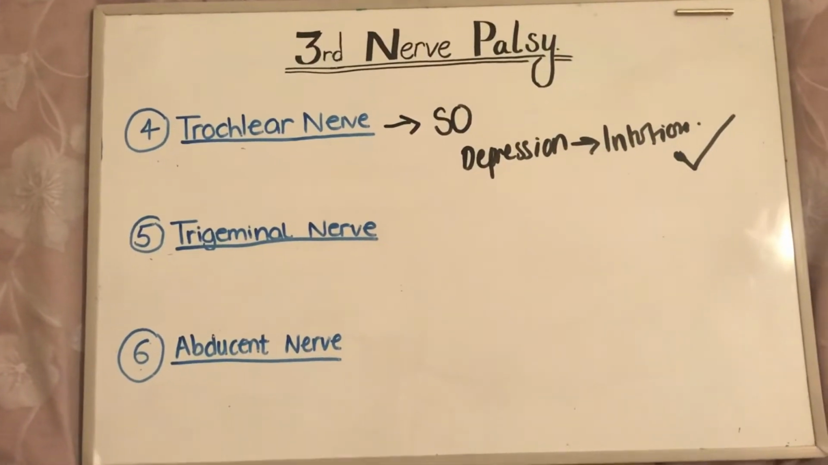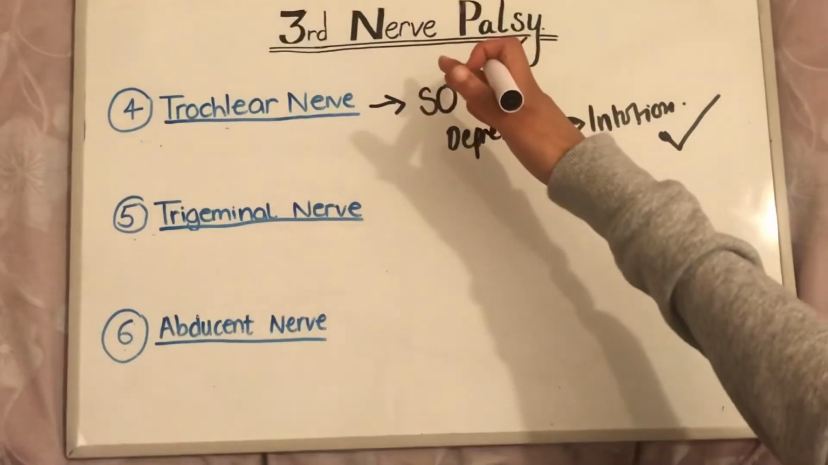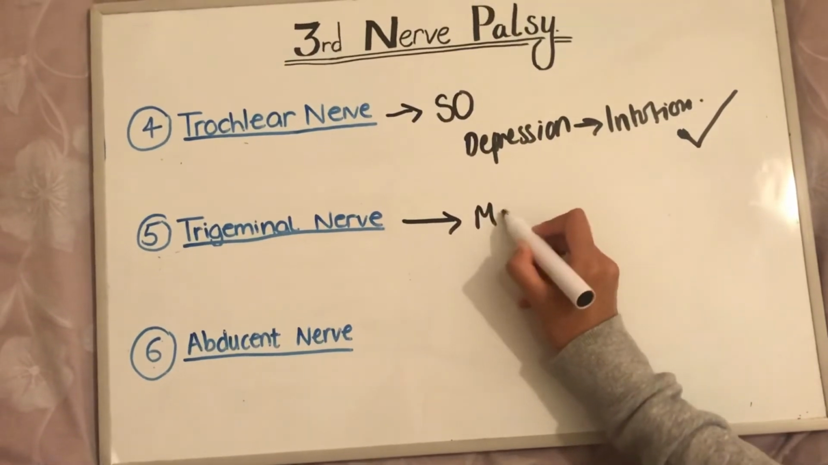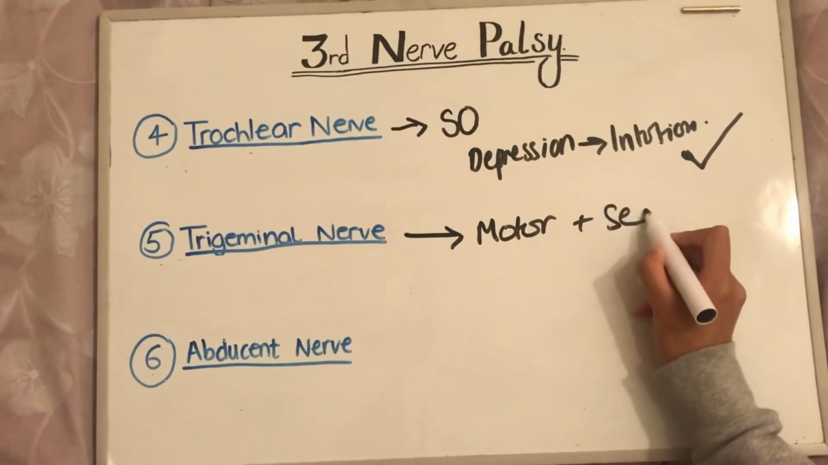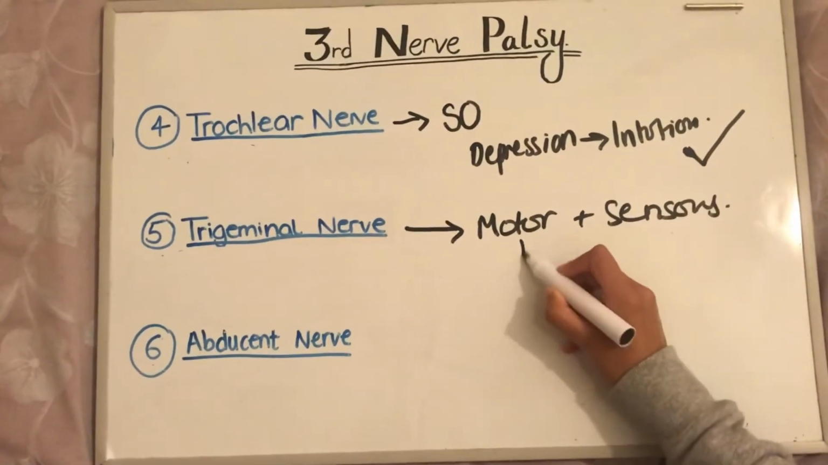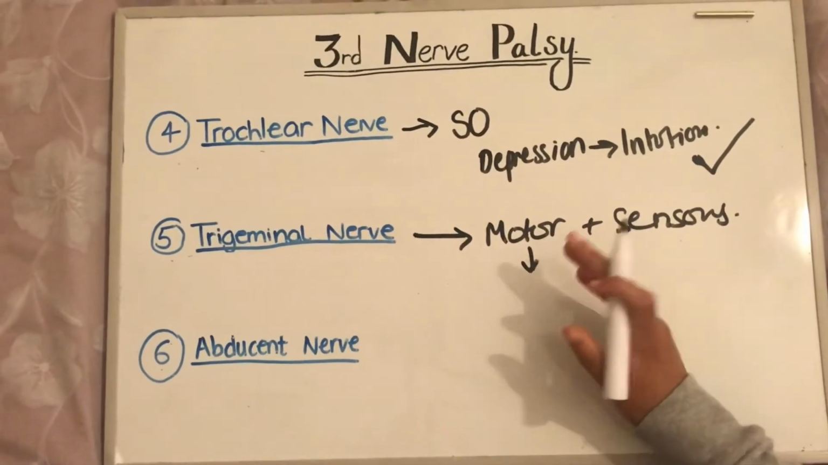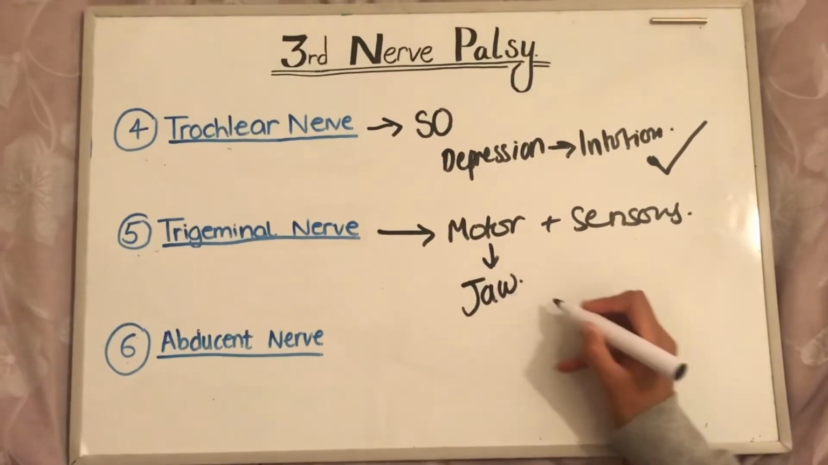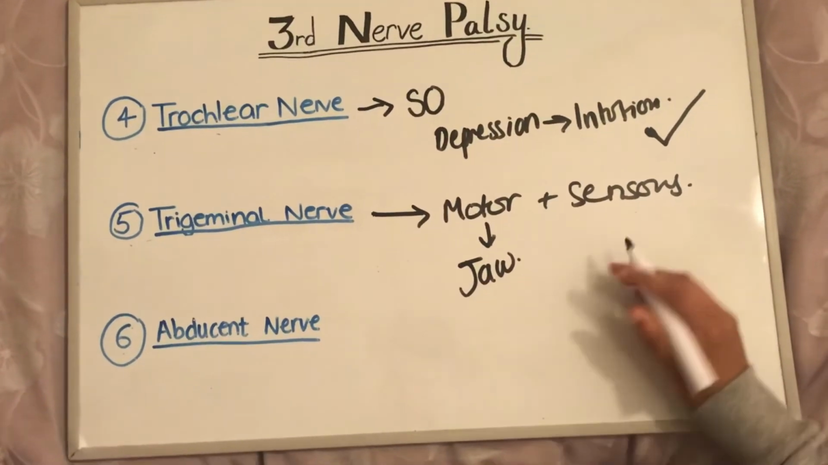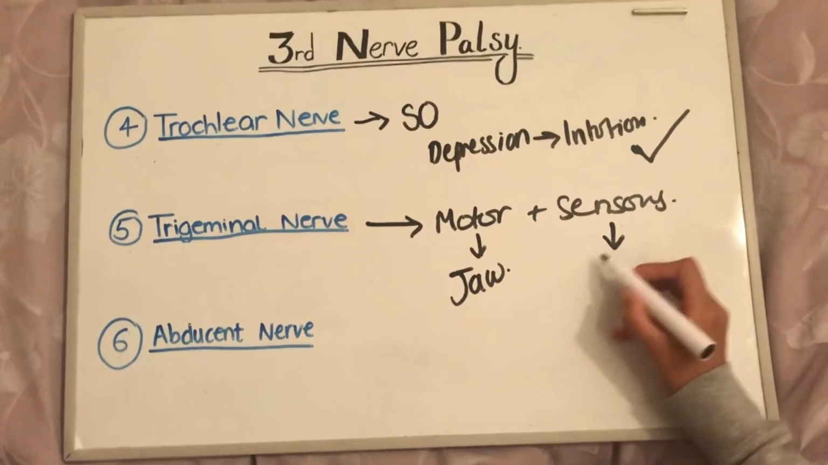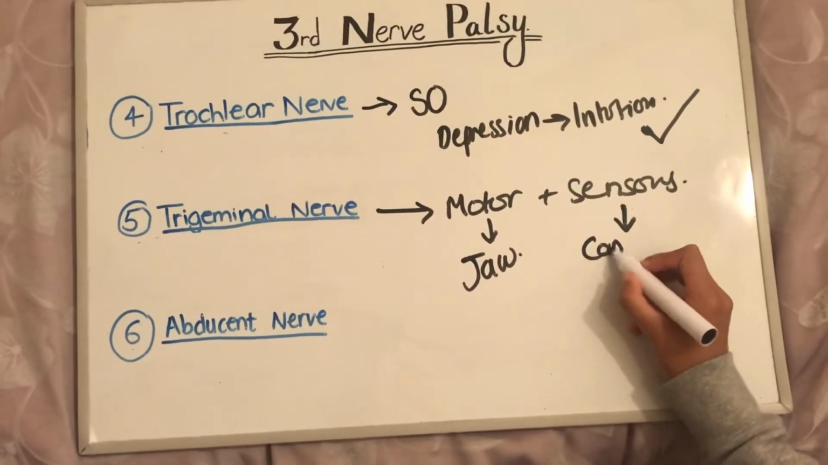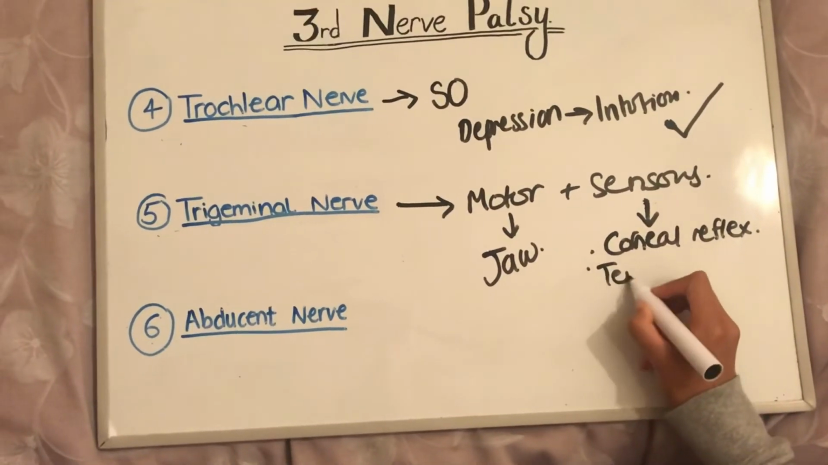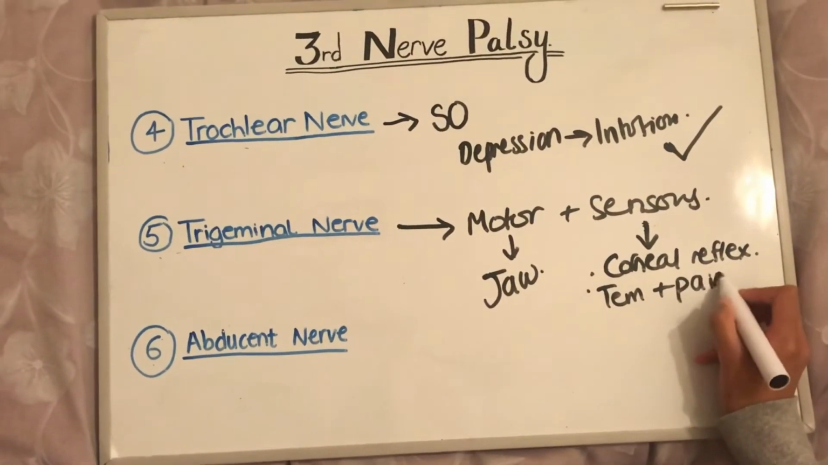So it's also important that you test for the fifth cranial nerve as well, as it sits very close to the third. So the fifth cranial nerve is known as the trigeminal nerve, and it has motor and sensory components. Now, a patient with a fifth cranial nerve palsy will have jaw irregularities, so the jaw will be affected ipsilateral to the lesion. And to test for the sensory components, you can test for corneal reflex and temperature and pain.